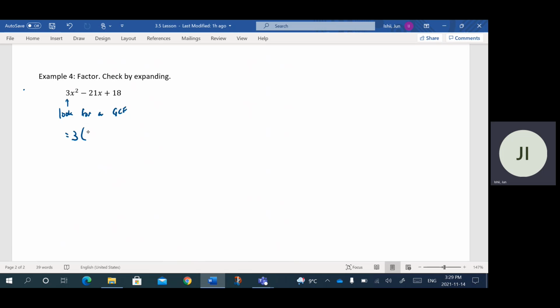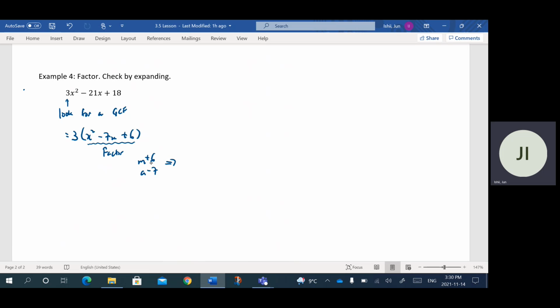So inside the brackets, I've got x squared. Now, negative 21x divided by 3 is negative 7x, and then 18 divided by 3 is 6. So what I've done here is I pulled out a 3, and as a result, we have what we call a trinomial, or polynomial with 3 terms, with no longer a number in front of the x squared. So basically what we're going to try to do now is factor what's inside the bracket. In order to do that, again, I want two numbers that multiply to positive 6 and add to negative 7.